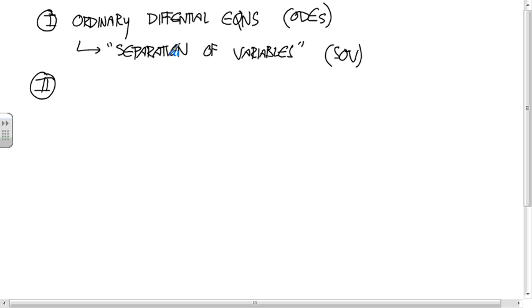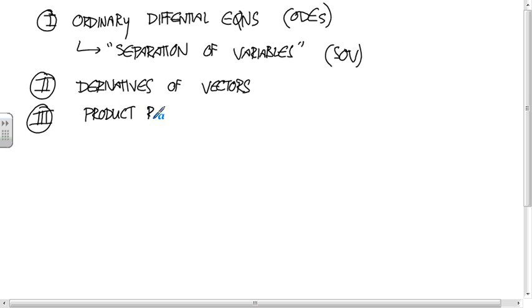Then after we're done talking about ODEs and separation of variables, I'm going to talk about derivatives of vectors. In calculus, a lot of times you don't think of it as derivatives of vectors, but I just want to make sure that we're all on the same page with this, because many of the quantities we're going to be dealing with are vector quantities: position, velocity, acceleration, force, lots of things. Next is the product rule. And then the last one is the chain rule.